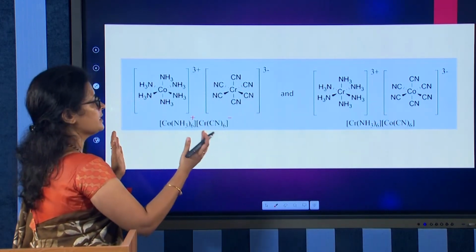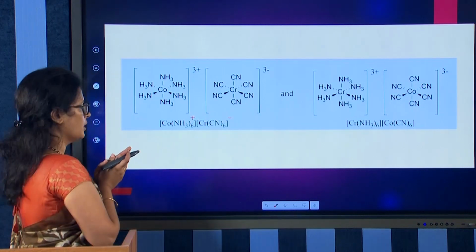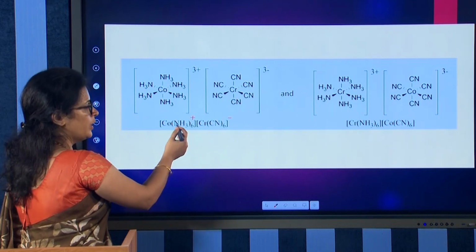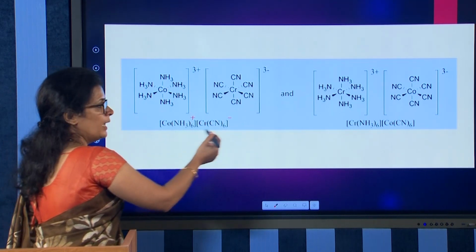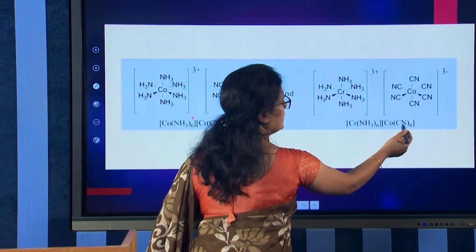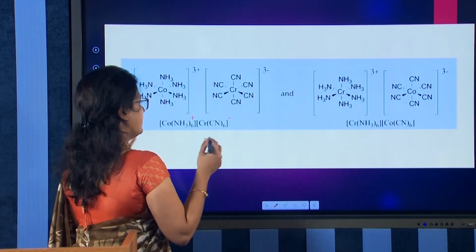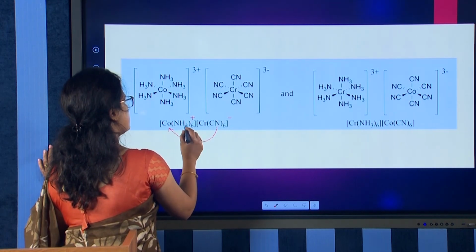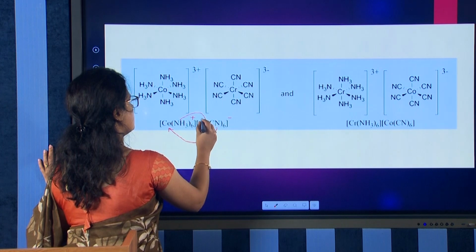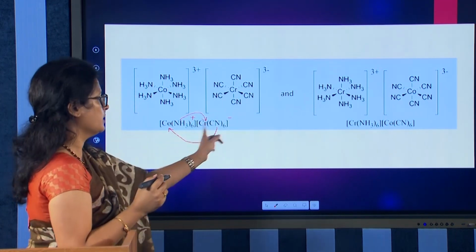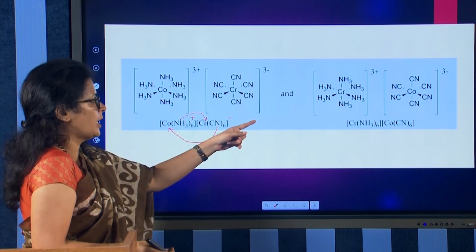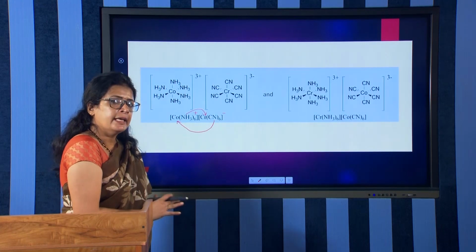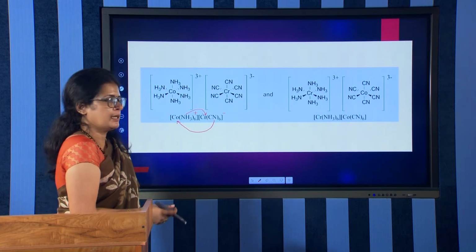And what are the differences between these two compounds? See, the cobalt is having ammonia as a ligand here. In this case, cobalt is having cyanide ligand. The difference is that this cyanide is being exchanged with the Co, and this NH3 is being exchanged with the Cr in this case. See, [Cr(NH3)6] and [Co(CN)6], that is the only difference. Exchange of ligands happens between the two metal atoms.